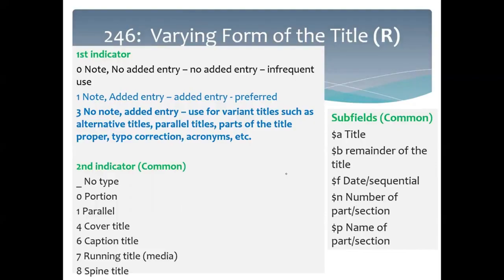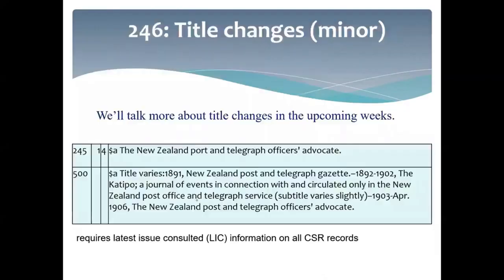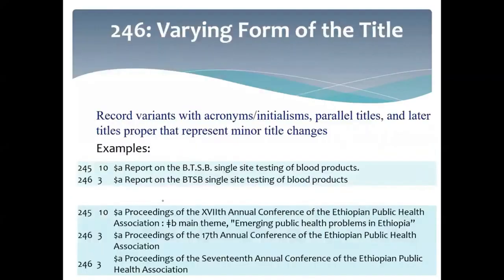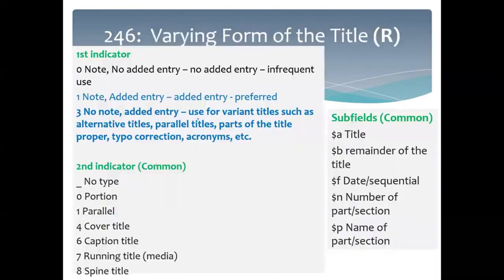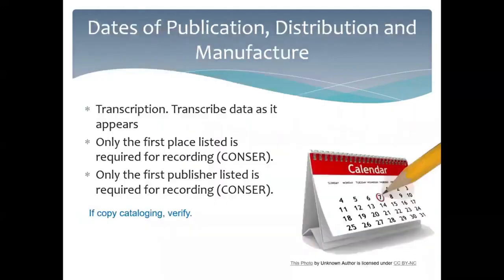And this is really what you would use for alternate titles, parallel titles, parts of the title proper, typo correction, acronyms. So although one's preferred for a lot of the situations we most commonly encounter, we're probably going to encounter the threes mostly. Realistically, I know that one's the preferred choice, but when you look at the examples, it's really the threes that we're mostly going to use: parallel titles, typo, acronyms, alternate titles. Like I said, one is technically preferred, but three is sort of it.